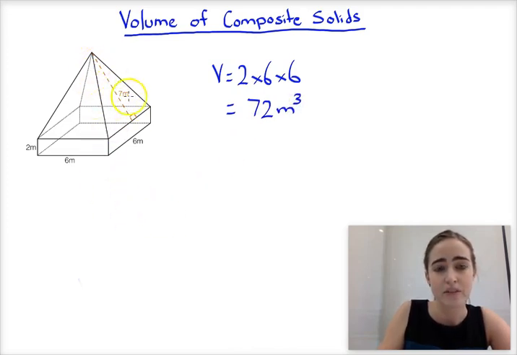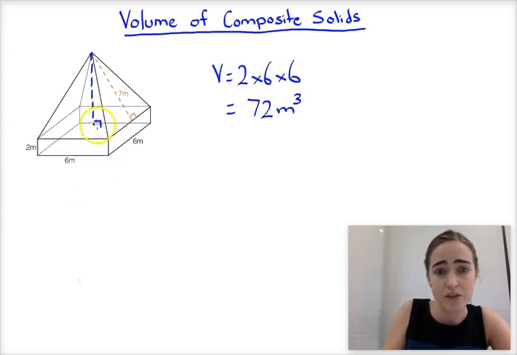This next one's a little bit trickier. That 7 metres that's given to us is the slant height. But we know that to find the volume of a pyramid, we need the perpendicular height. So we need to calculate the height as if we dropped it straight down. We need that height there.